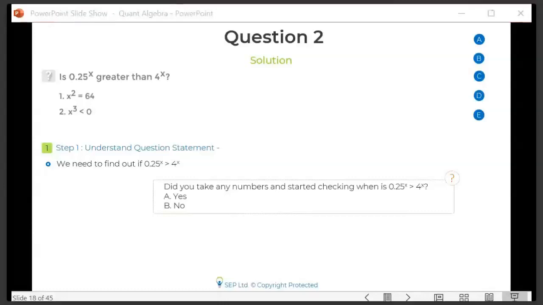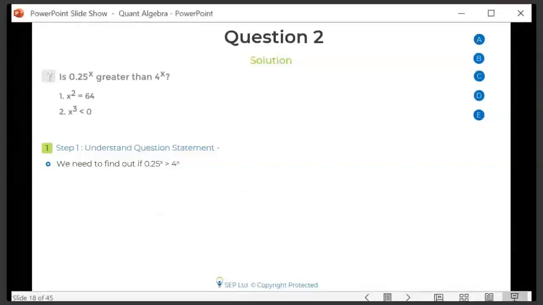How many of you? I'm bringing a yes/no poll. Please mark yes if you did that. If you started taking numbers and checking when is this possible. If you did that, please mark yes. If you did not do it, please mark no. Okay. So I can see that you did not take numbers to solve the question, which is very good.